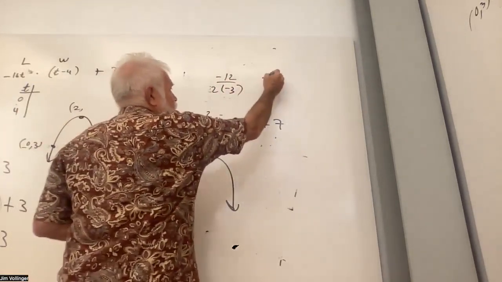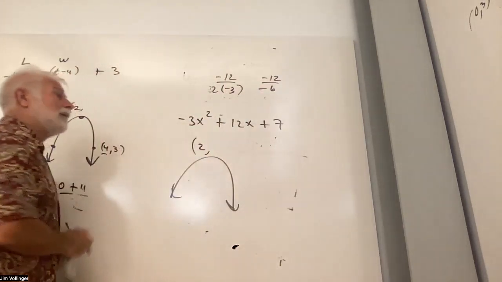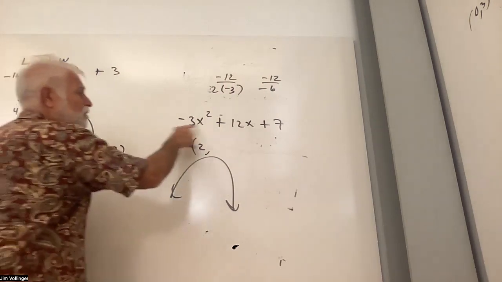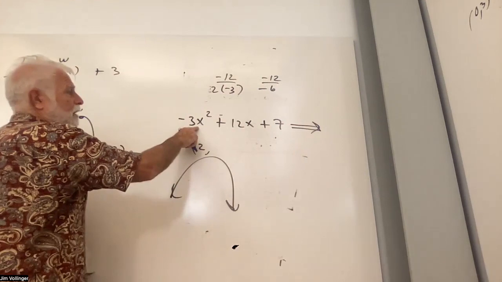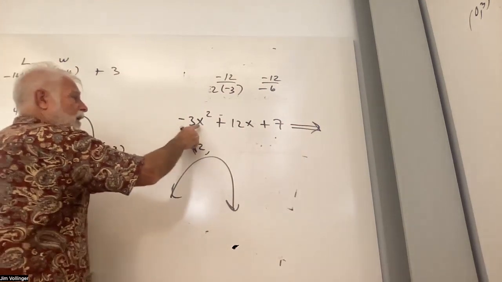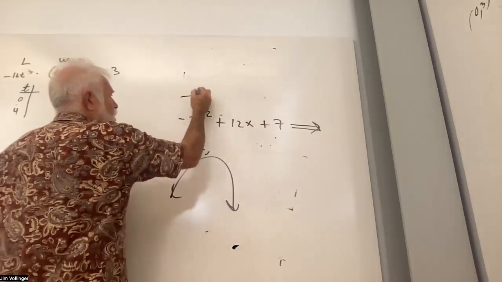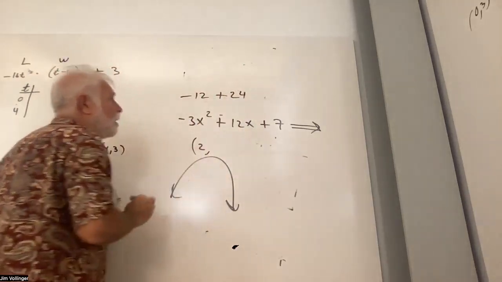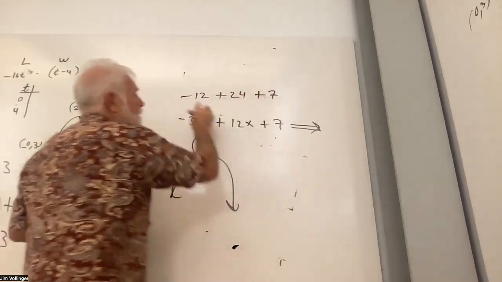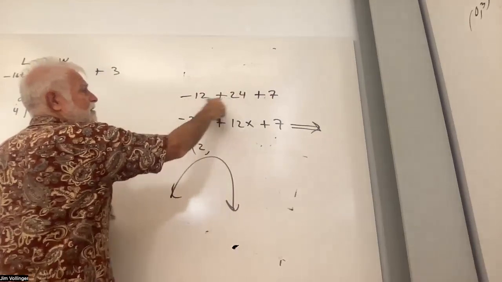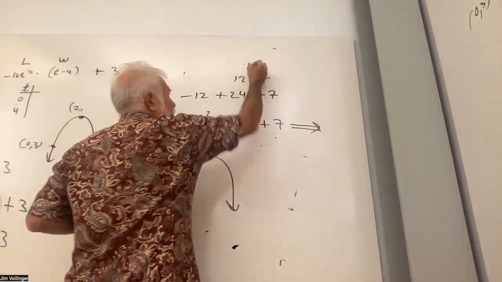Well, that's minus 12 over minus 6. That tells me that's a 2. That's helpful. I'll throw a 2 in and see what comes out. 2 squared is 4, square before you multiply. 4 times negative 3 is negative 12. That means without looking, the next one should be 24. Oh yes, 2 times 12 is 24, plus 7. I can cut this number in half because minus 12 plus 24 is 12, and 12 plus 7 is 19.